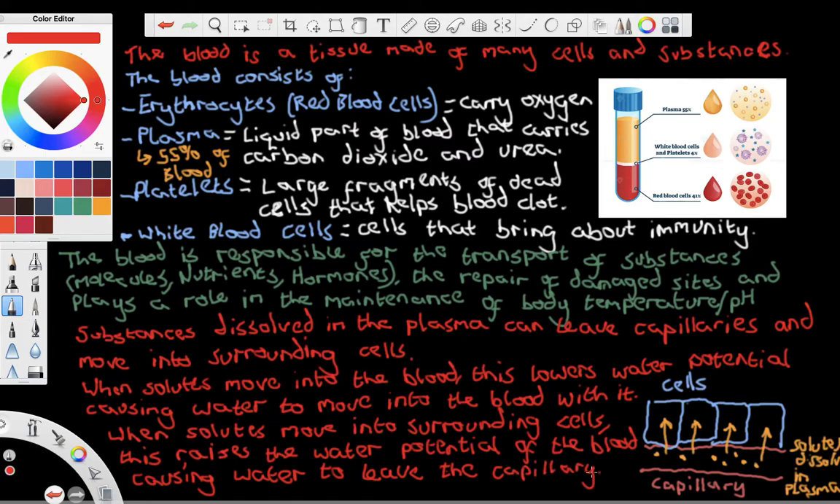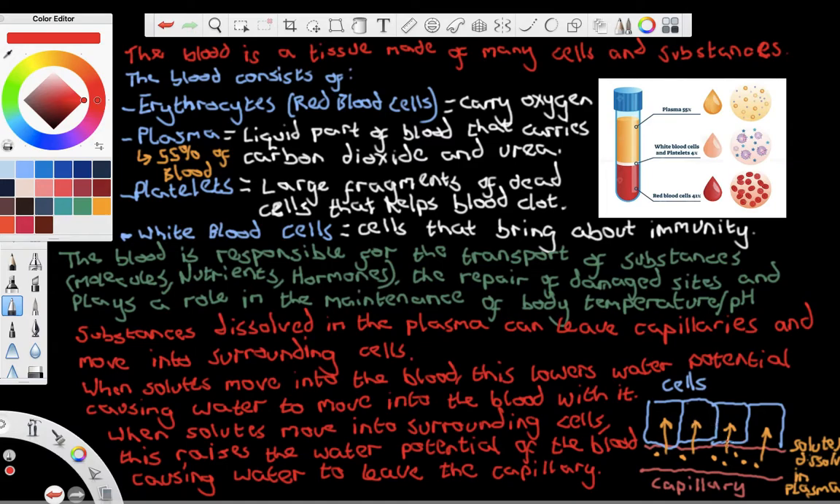Now remember, everything in my lessons that is important is written in red. So this is a really important concept. We said that substances dissolved in the plasma can leave capillaries and move into surrounding cells. So once blood is in the capillary, substances in the plasma can move into surrounding cells, but at the same time, substances from the cells can also move into the blood. Okay, it can happen both ways. When solutes move into the blood, this lowers water potential, causing water to move into the blood with it.